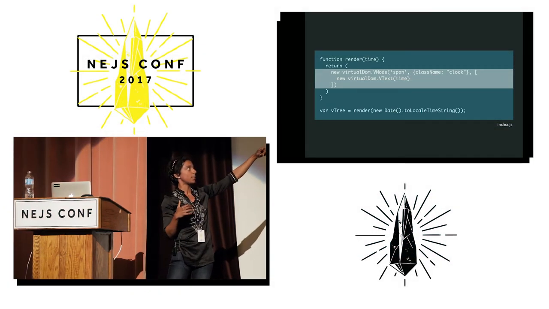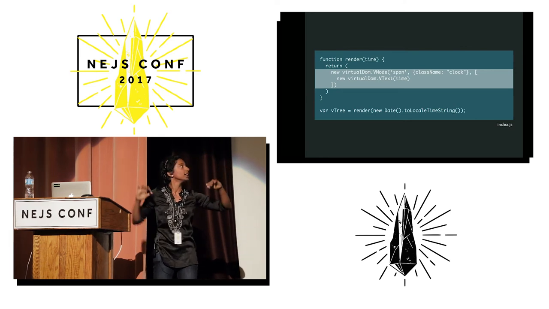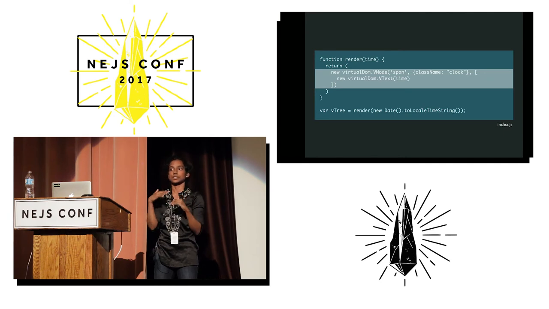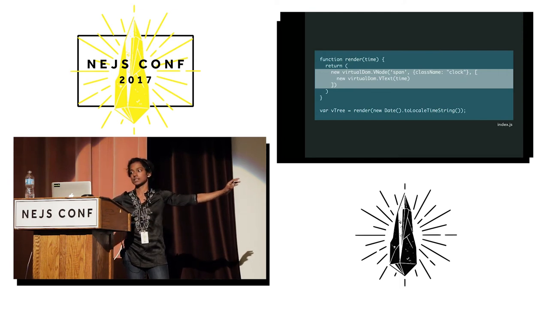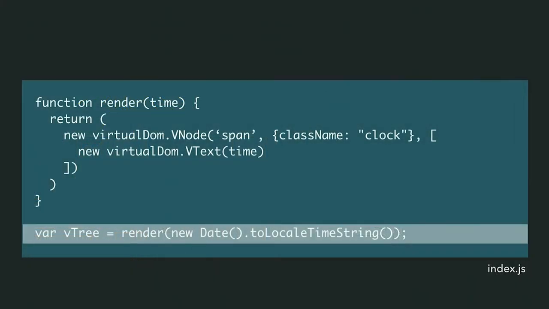So currently, the span with a class name of clock is the parent element. And then the virtual DOM vtext time is the child. Because even though we tend to think in tags, content is also technically part of that object model, or it's a child of the tag that it's in. So that's what creates the structure of it. So you call render with the time, and that creates a virtual object, essentially.